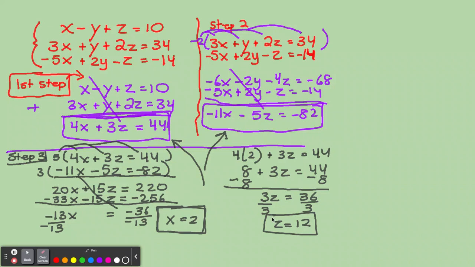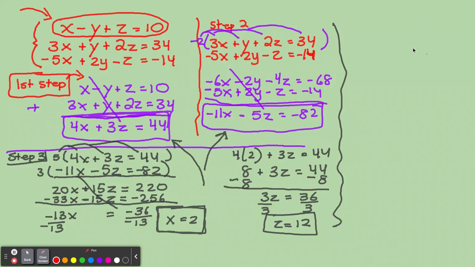We have x, we have z. Now we need our last one. So let's go back to red. So we know what x is. We know what z is. Go back to one of the equations of the original. And let's go to the simplest one right there. This one right there. Because we know what x is. X is 2. We don't know what y is, so we'll put minus y. We know z is 12, and it has to equal 10.